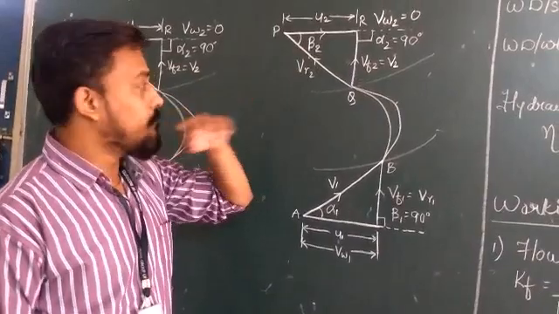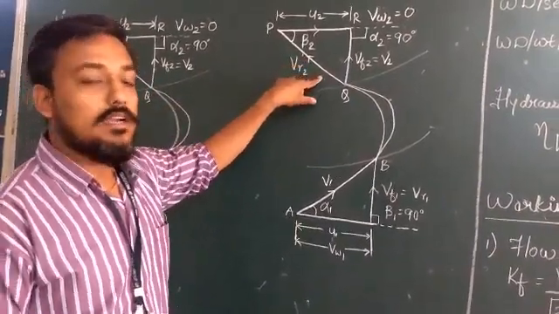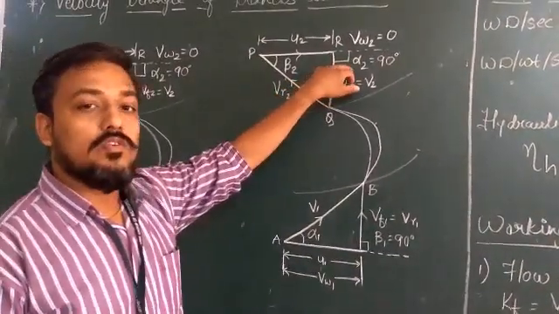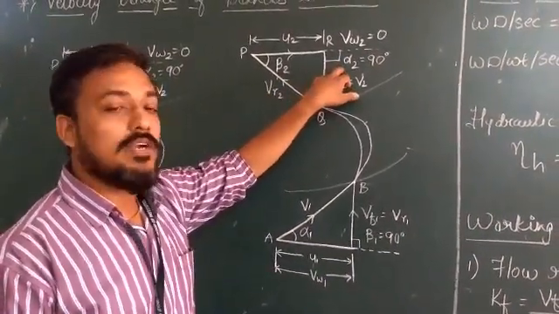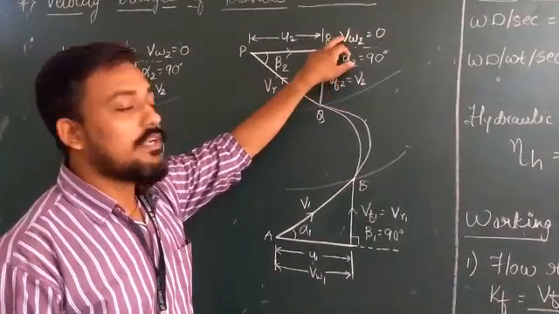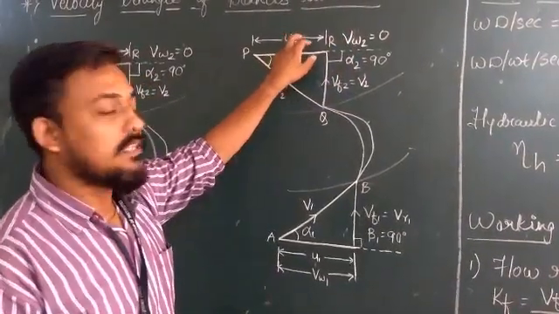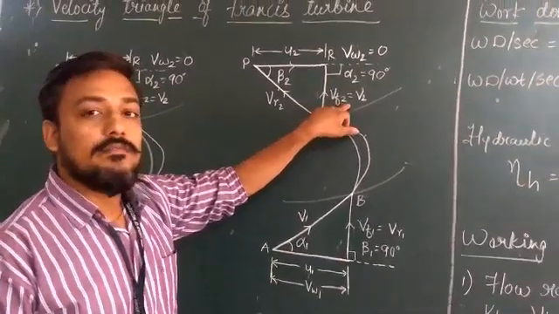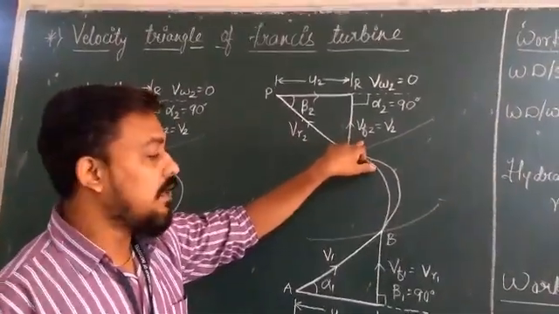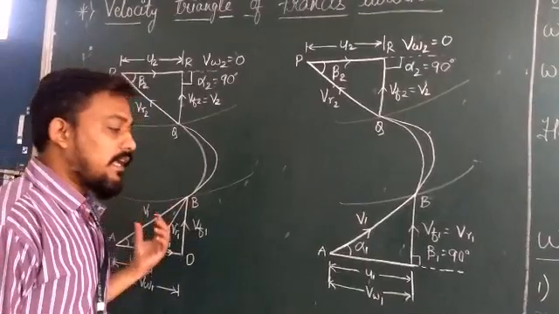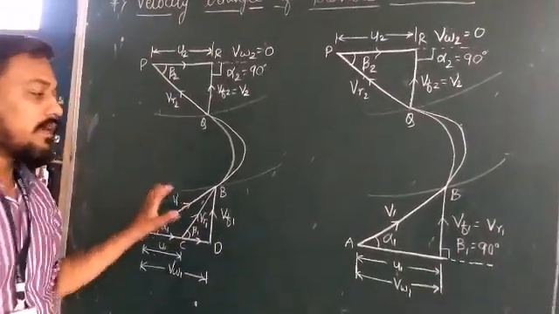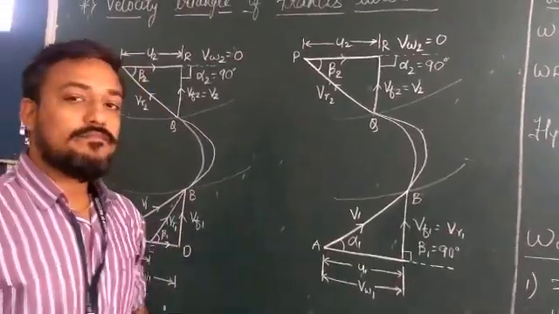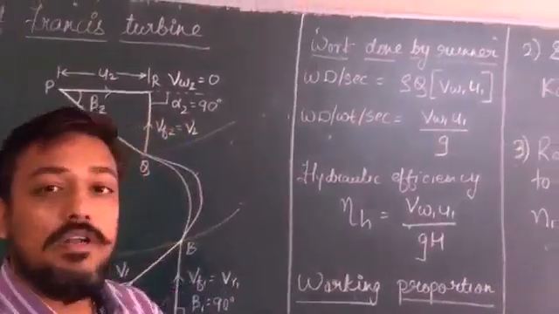Here you can see the outlet triangle, again with the velocity VR2. Here also we have the axial discharge, so alpha 2 is equal to 90 degrees. VW2 will be 0, U2 is the tangential velocity, and the velocity leaving the blade is equal to the flow velocity VF2. So these are the velocity triangles for the old Francis turbine, and this is the velocity triangle for the modern Francis turbine.